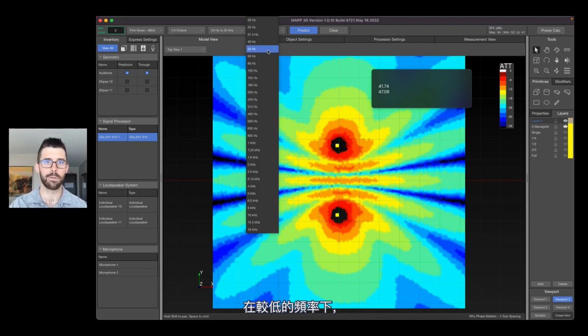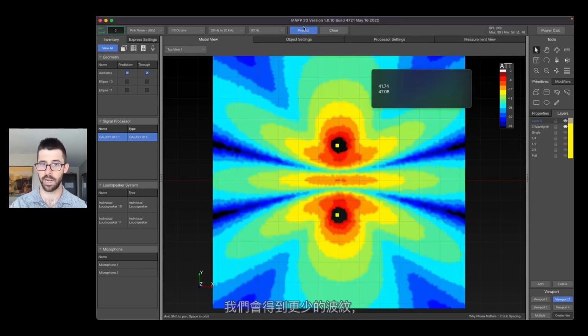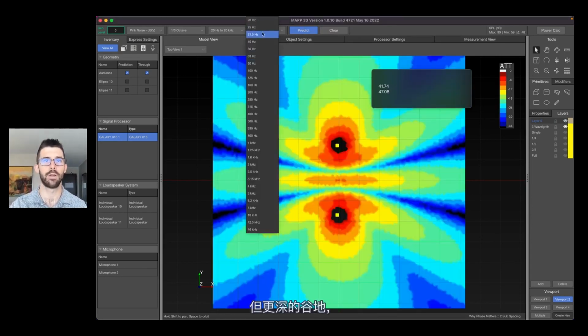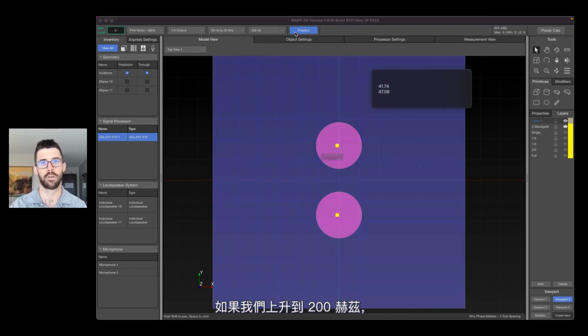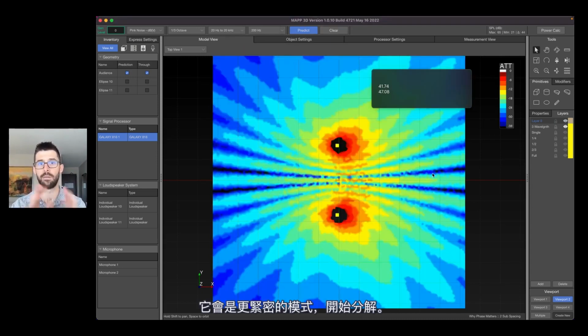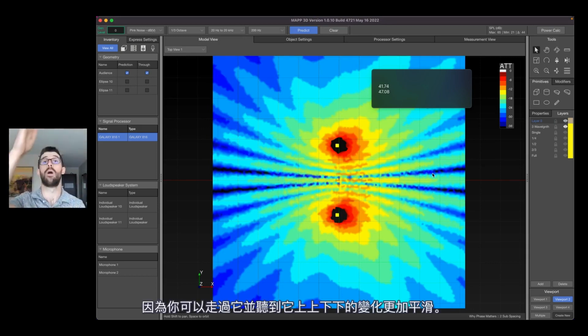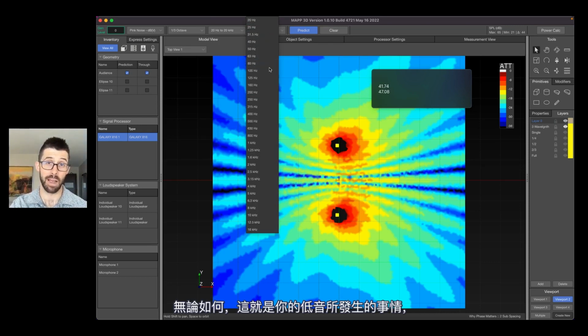And the lower we go in frequency, the fewer ripples we're going to get, but deeper valleys. And if we go way up, let's go to 200 hertz, it's going to be an even tighter pattern that starts to break apart. It's more obvious and different in the audience if it's at a lower frequency, because you can walk it and hear it go up and down a little bit more smoothly. But anyway, that's what's happening with your subs. We have to pull them apart.